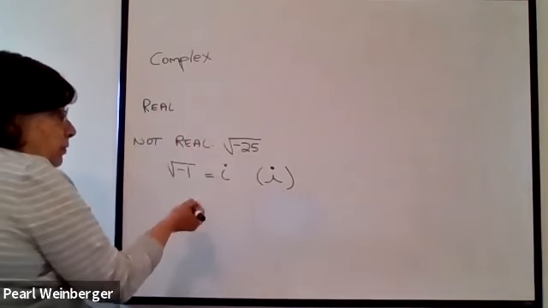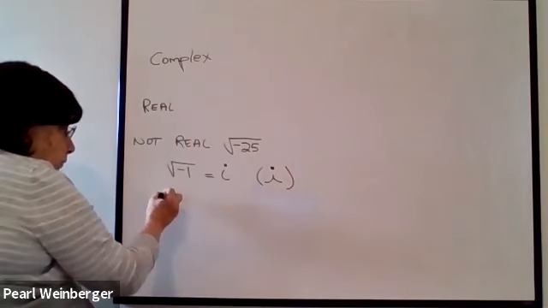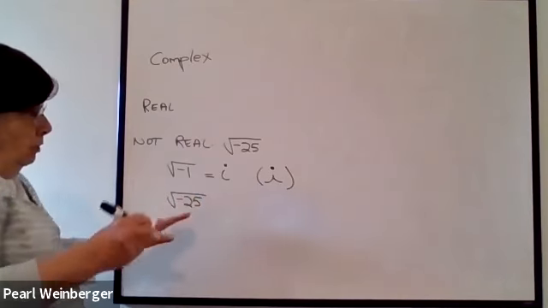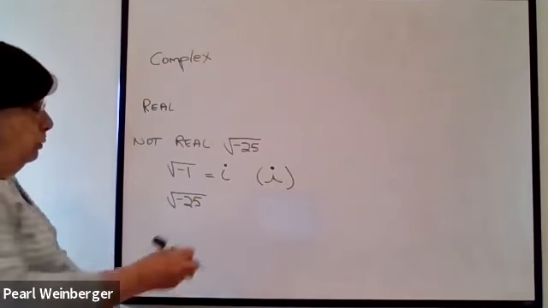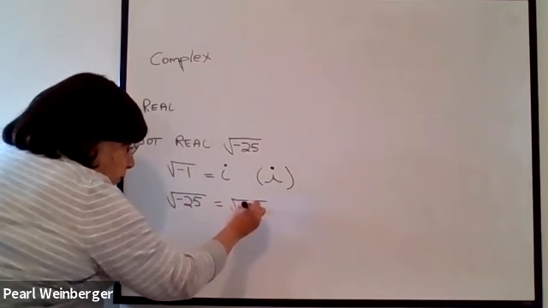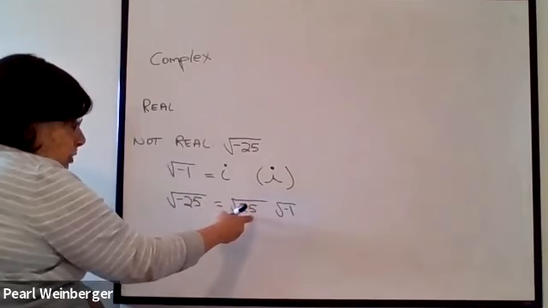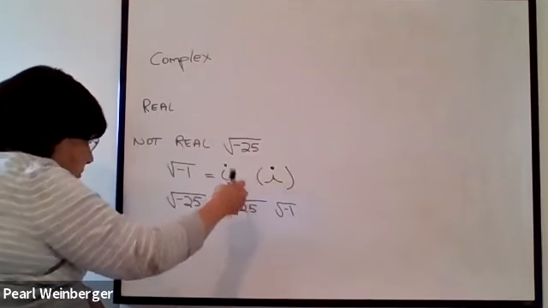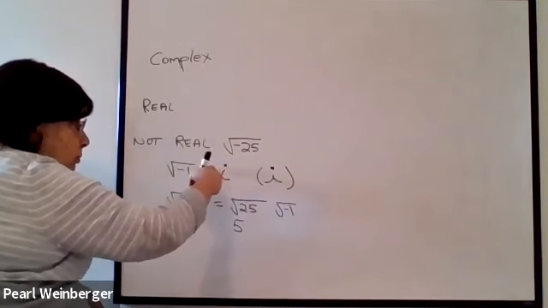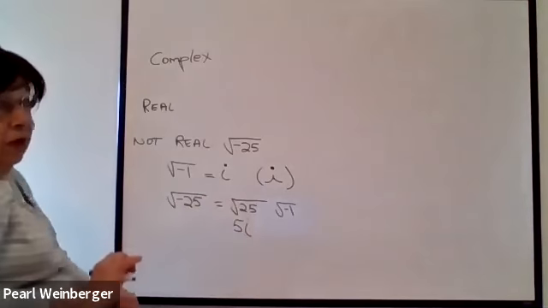So how does that take care of a situation like the square root of -25? Well, remember how we simplified radicals? We broke them up into 2 parts. We can break this up into the square root of 25 times the square root of -1. And the square root of 25, now that we know, is a real number. That's the real number 5. And the square root of -1 is our new number i. So the square root of -25 is 5i.